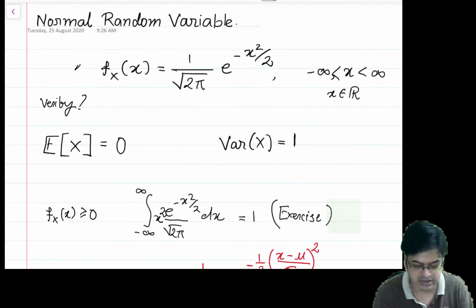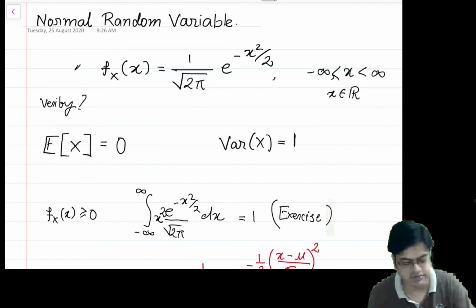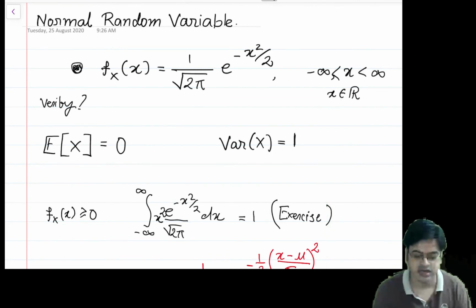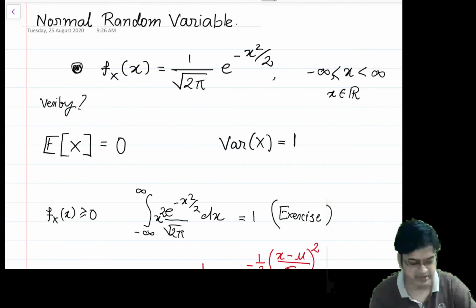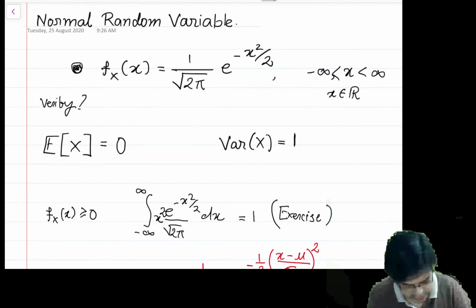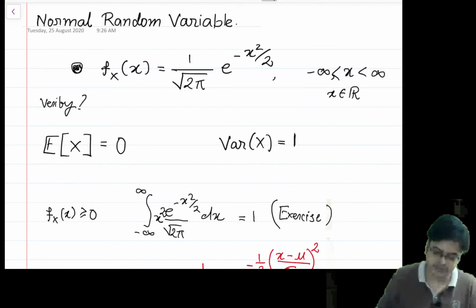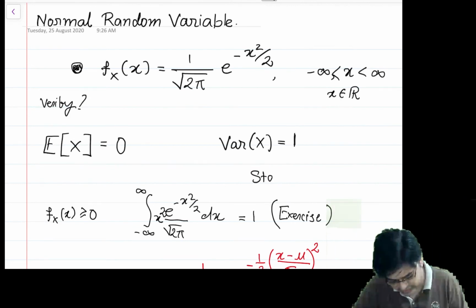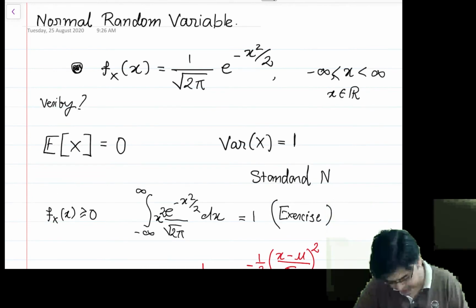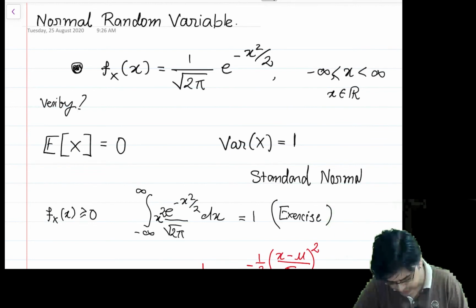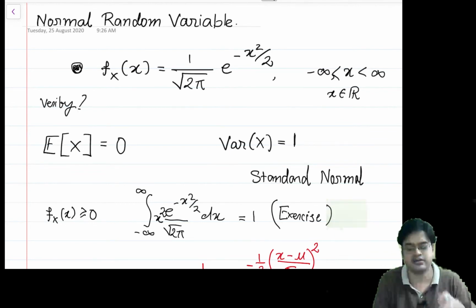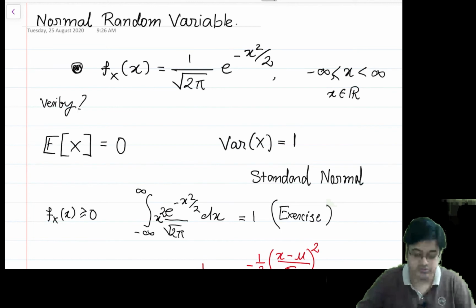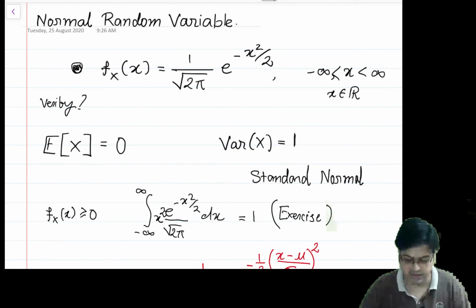I don't have to subtract the expected value of x because it is anyway 0. Okay, so these are the properties of this particular density which is given to you, and it is known as normal random variable because it has mean 0 and variance 1. It has a special name called standard normal random variable, standard normal, and the distribution which you are seeing here is called standard normal distribution.